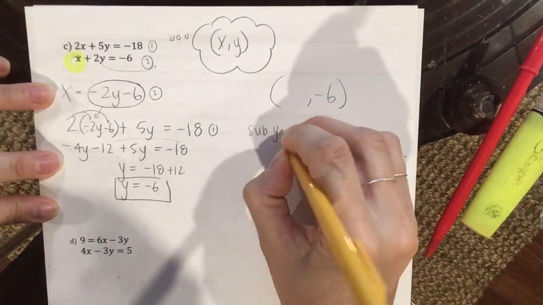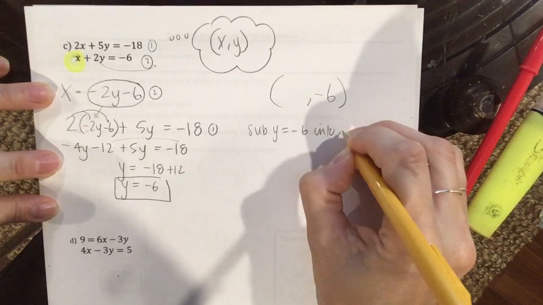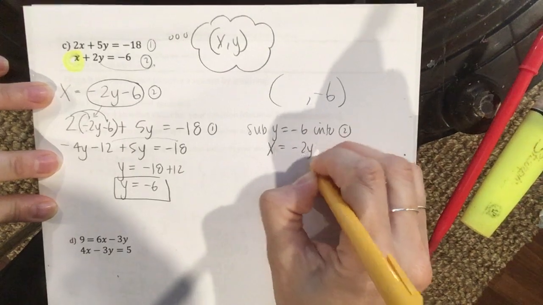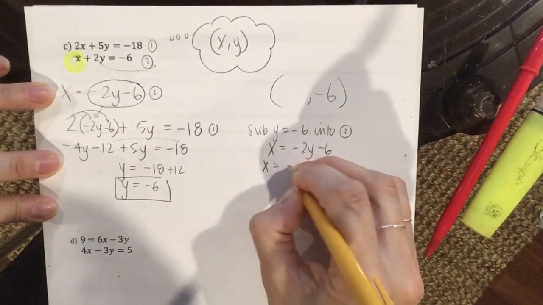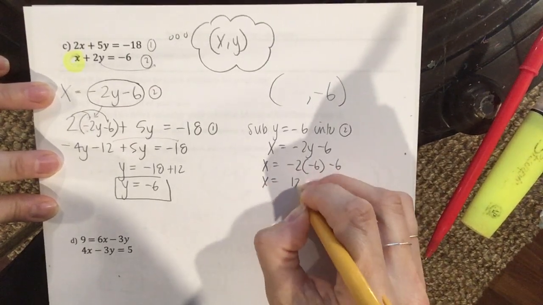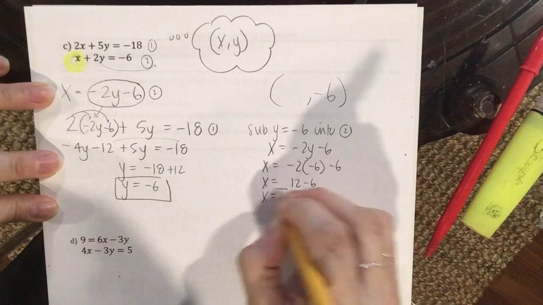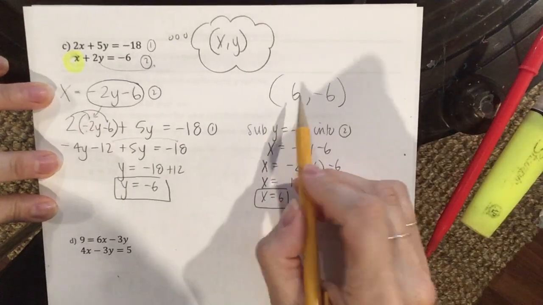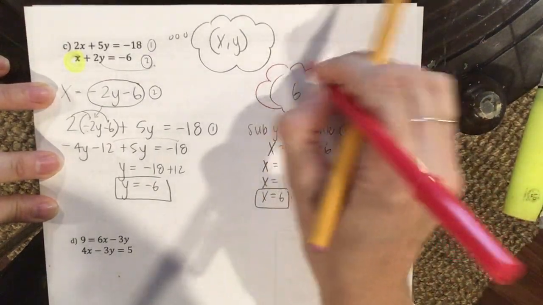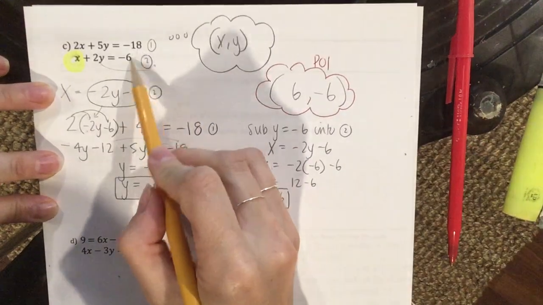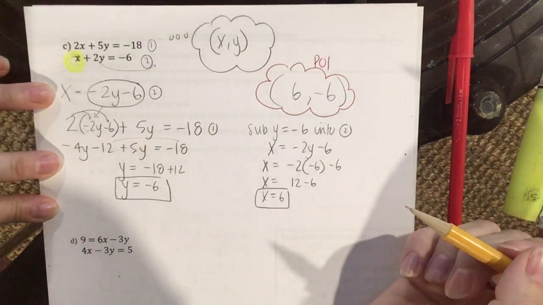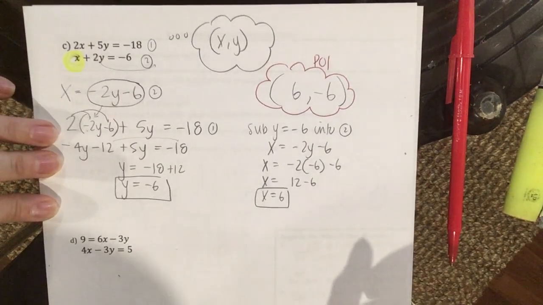So I'm going to sub y equals negative 6 into equation number 2. So equation number 2 was x is equal to negative 2y minus 6, but I know what y was. It's negative 6, which means negative 2 times negative 6 is 12. Take that 6 away. X is positive 6. X is positive 6, y is negative 6. Together, they are the point of intersection. That's the solution to this linear system. This is the point where those two lines are going to intersect. And you've done it using just algebra. That's the substitution method.